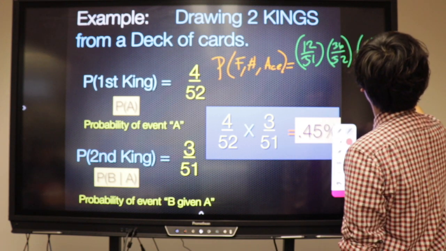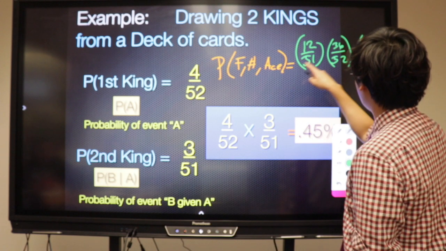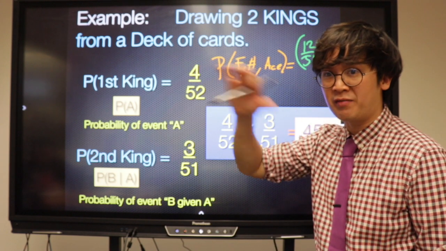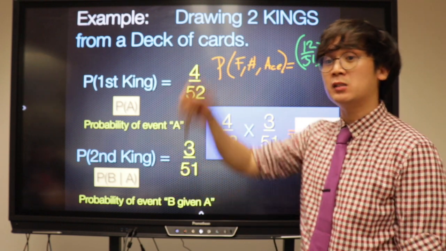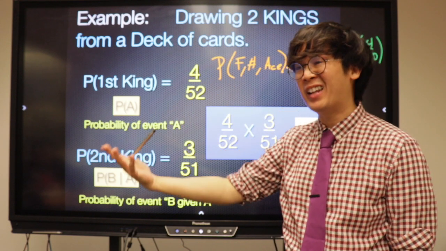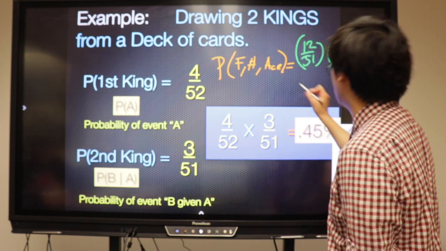Now, does it matter if the denominators are changing on each of the events? No, because multiplication is multiplying the top and multiplying the bottom, and it's commutative, so your answer will still be the same.